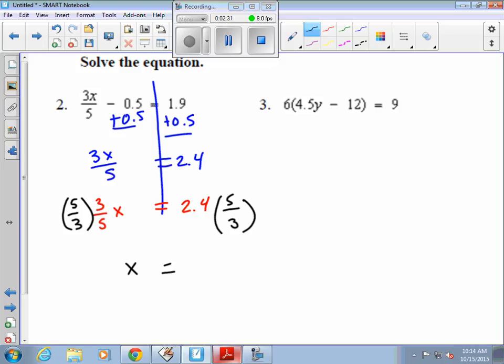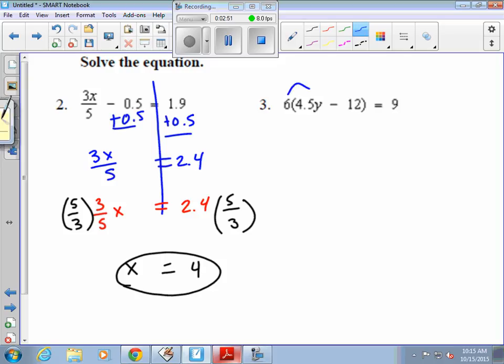2.4 times 5 divided by 3 is going to give you the number 4. X is 4. For number 3, you need to distribute 6 first.